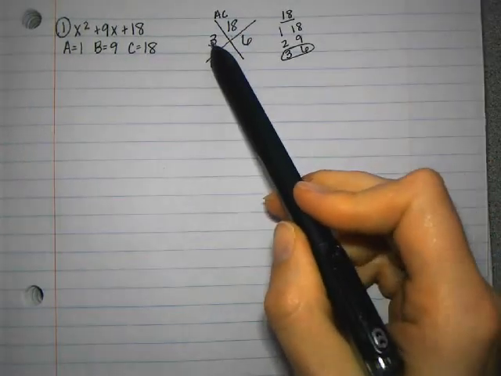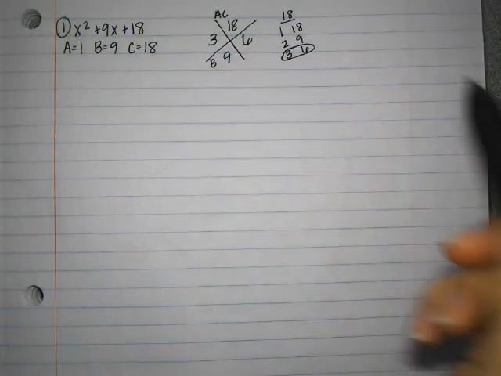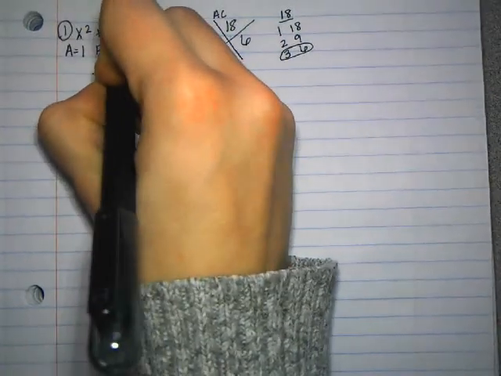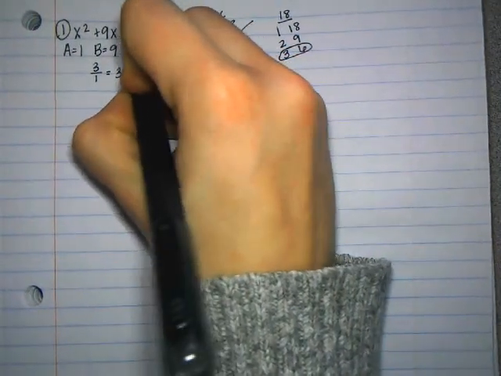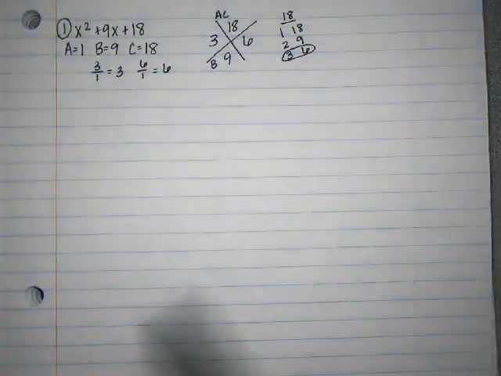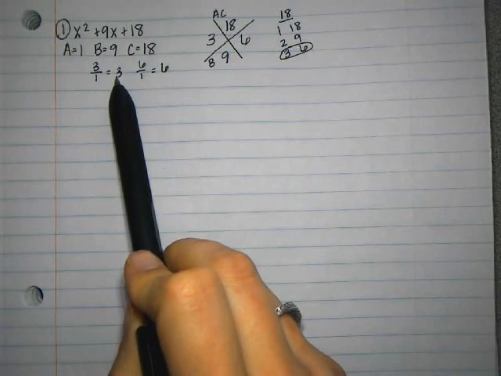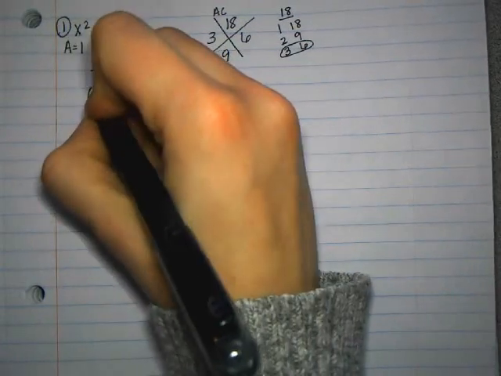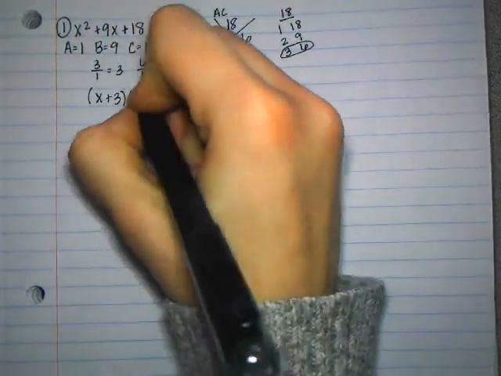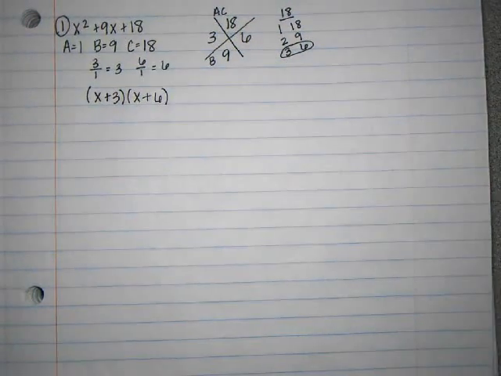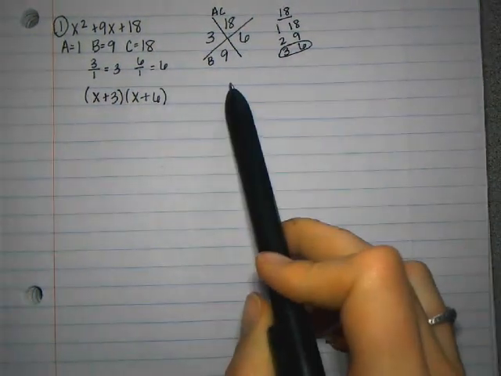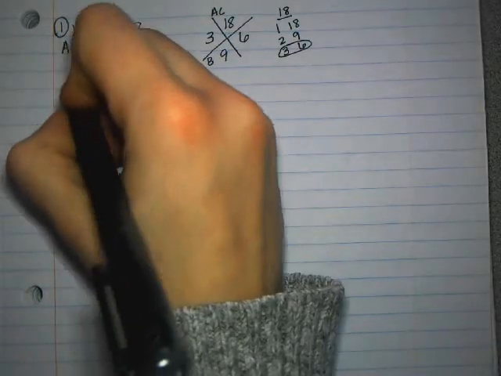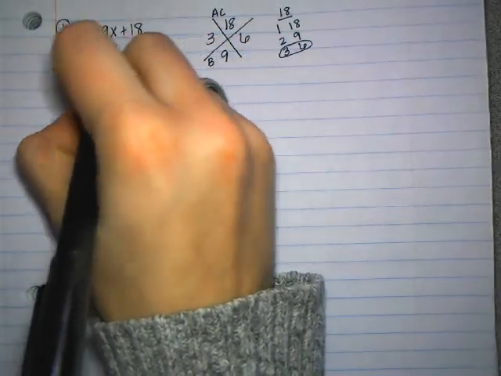Double check our signs. 3 times 6 is 18. 3 plus 6 is 9. Good to go. Take the side numbers, divide them by 1, which you guys should start to realize the pattern. It doesn't matter when we divide by 1 on these. And our binomials just become x plus or minus this number, x plus or minus this number. They're both positives, so it should be x plus 3 and x plus 6. If you need, go ahead and multiply those out to make sure that it equals x squared plus 9x plus 18. This is your final answer.